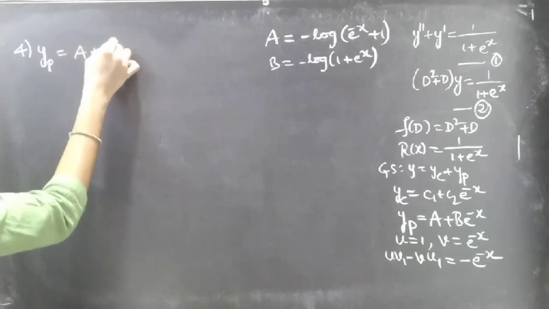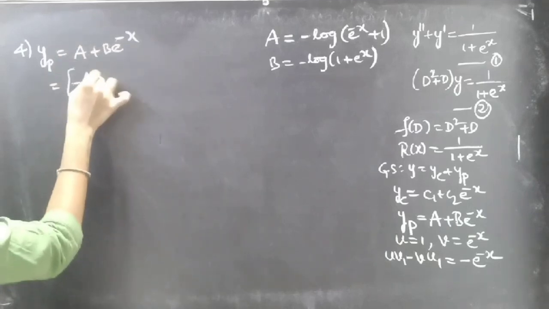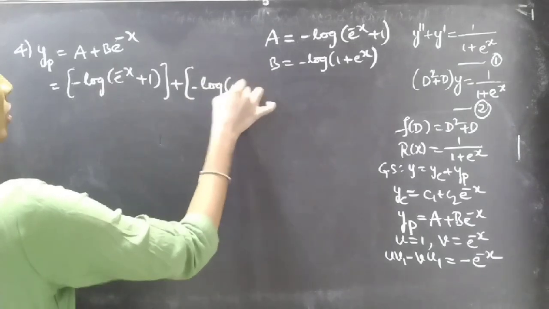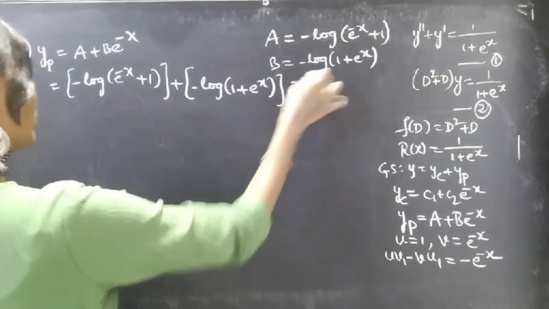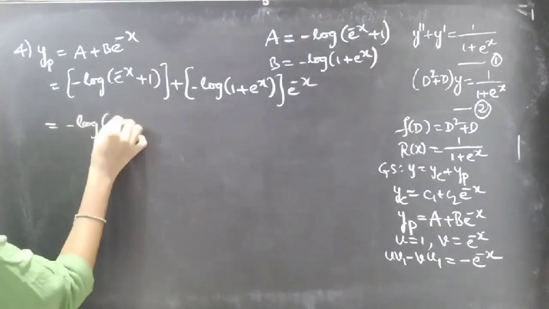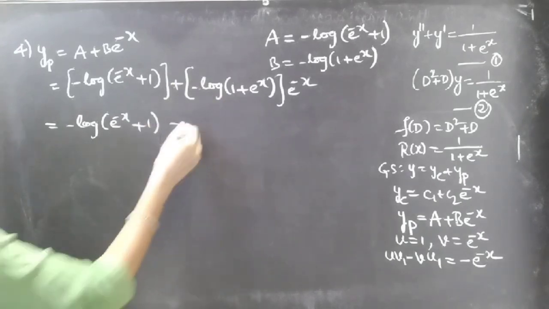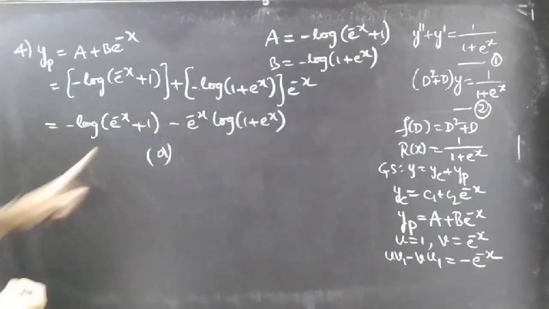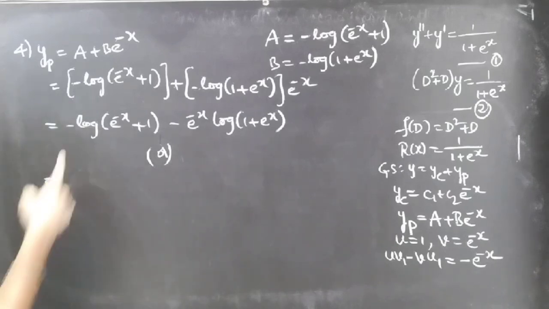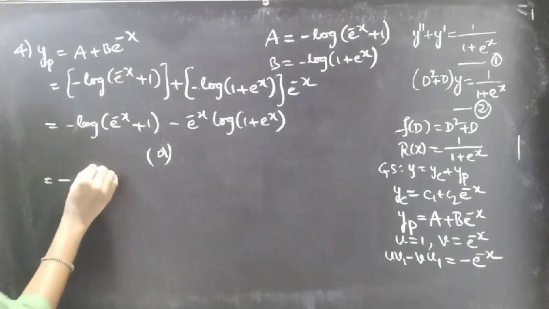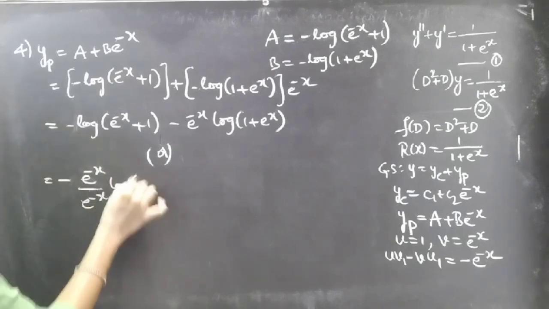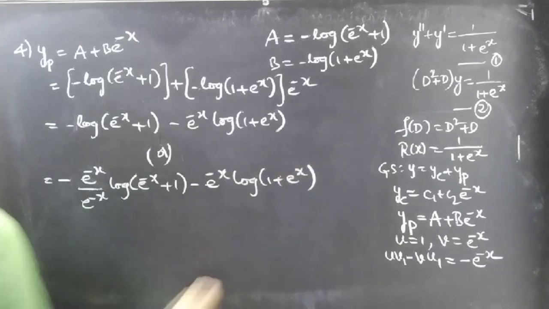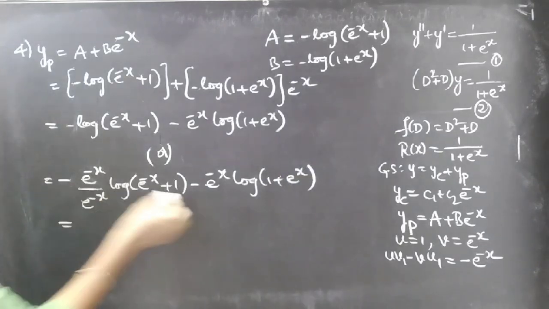yp is given by a plus b into e power minus x. Substitute a and b here. Minus log of e power minus x plus 1, plus b, minus log of 1 plus e power x, into e power minus x, which gives us minus log of e power minus x plus 1, plus minus e power minus x log of 1 plus e power x. Or we can take e power minus x common from these two terms. In the first term we don't have e power minus x, so what we'll do is we'll just multiply and divide e power minus x to the first term. Right?